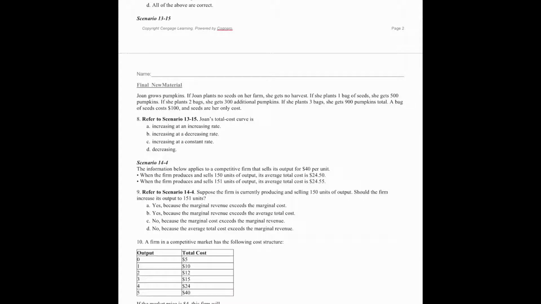Question 8. Joan grows pumpkins. If Joan plants no seeds on her farm, she gets no harvest. She plants 1 bag of seeds, she gets 500 pumpkins. 2 bags, she gets only an additional 300. 3 bags, she gets 900 total. So then for the first bag, her quantity of output is 500. For 2 bags, it's that 500 plus the additional 300, so 800. And for 3 bags, she gets 900.